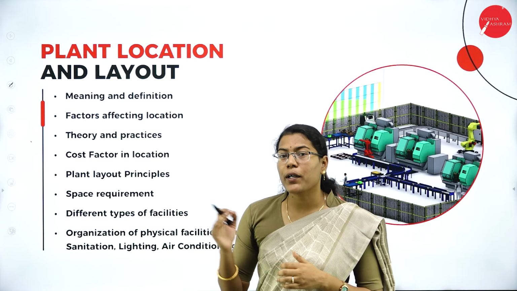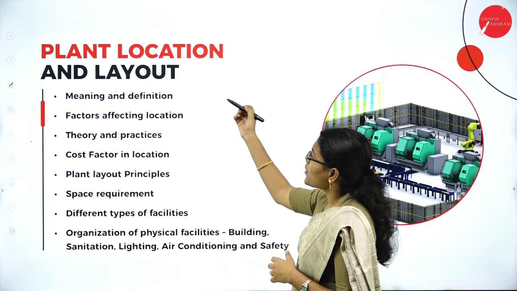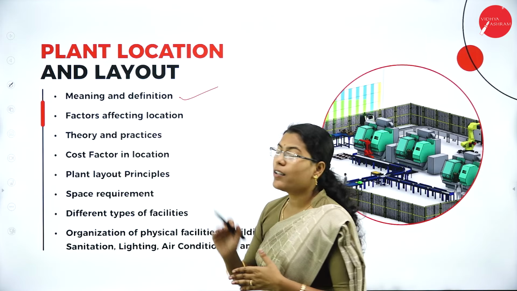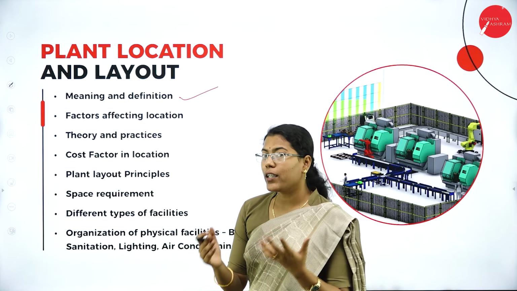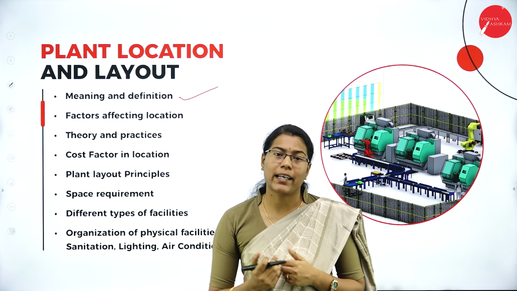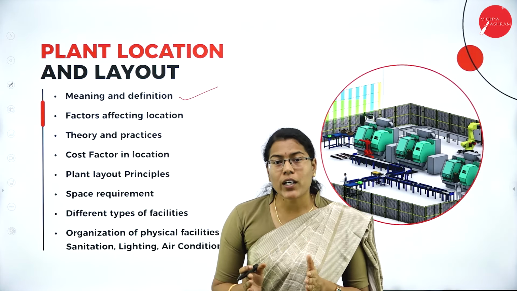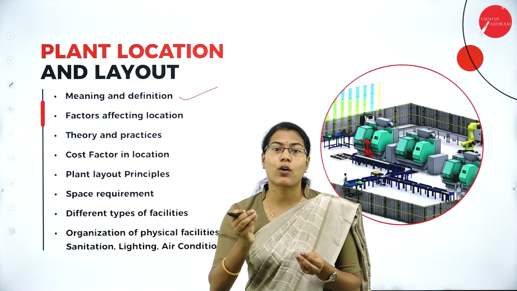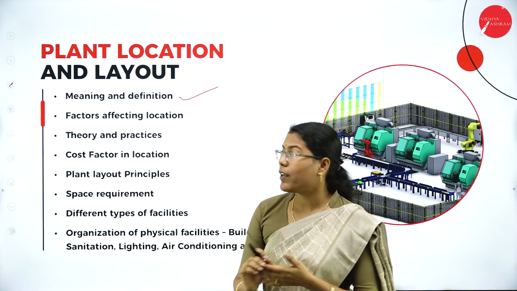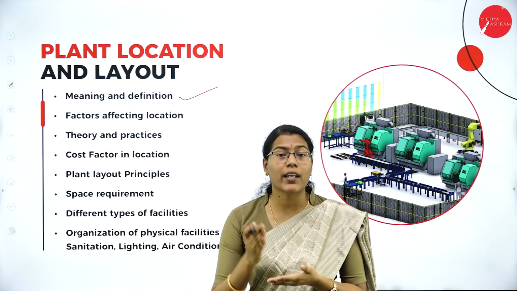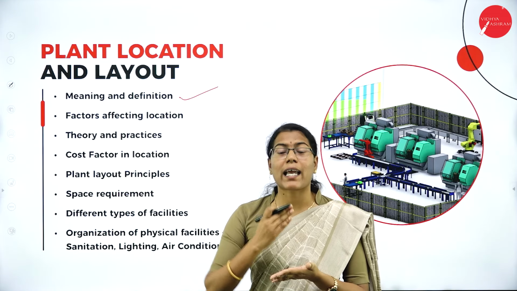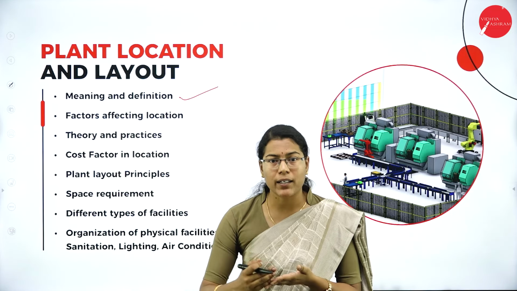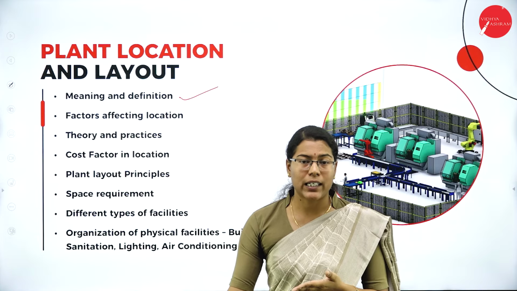So module number 2 is plant location and layout. Meaning and definition. Here we will be discussing what plant location and layout is. Plant location is all about choosing the best location for the manufacturing unit, whereas layout refers to the arrangement of the various elements that are needed for production, like machinery, men, or other facilities.